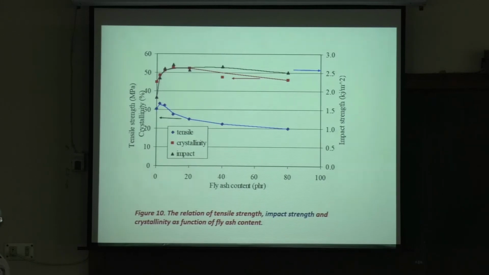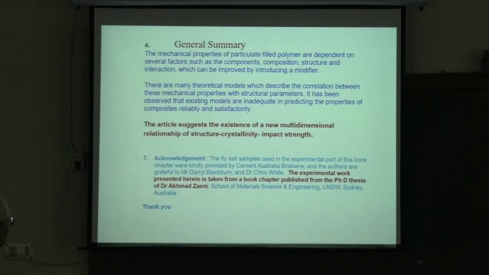So that's one which you had asked me the question, I said this answer, but I remember that I should show that one. Does it answer your question? So yesterday's general summary was that mechanical properties of fly ash, particulate fly ash filled polymer are dependent on several factors such as composition, component structure and interaction, which can be improved by introducing a modifier. There are many theoretical models which describe the correlation between these mechanical properties with structural parameters, and it has been observed that existing models are inadequate in predicting the properties of composites.